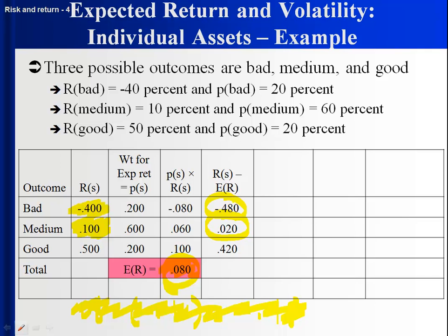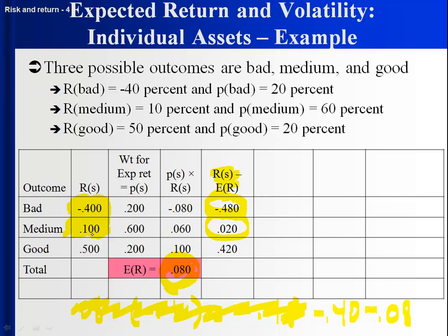So the next step we want to do is find the deviation. If things turn out bad, the return would be negative 40. The expectation across all possibilities is 8%, and so negative 40 is 48 percentage points below what we expected. So we got negative 40 minus the 8 that we expected, and that's how we get the negative 0.48.